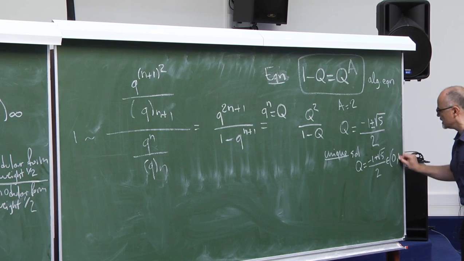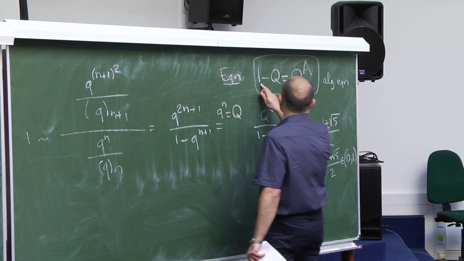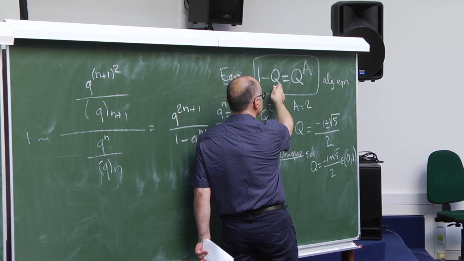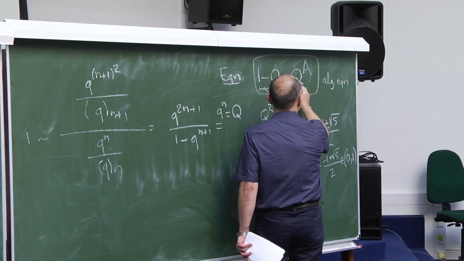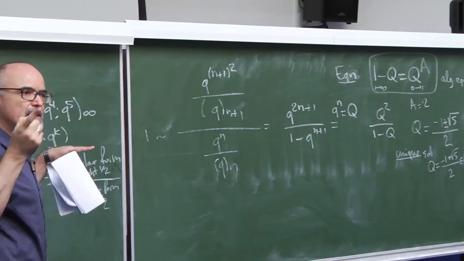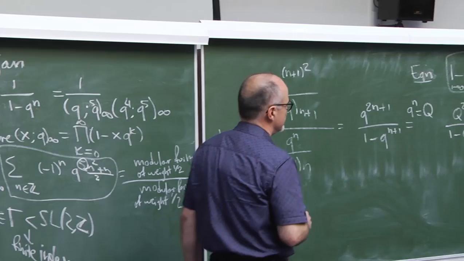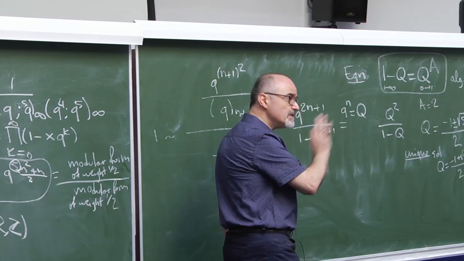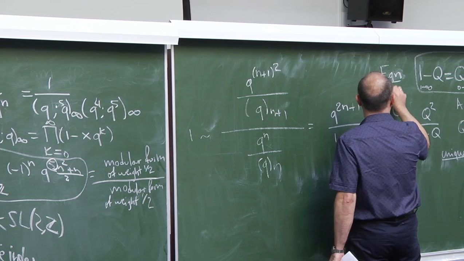Okay, and why is there a unique solution? Because when Q is equal to 0, the left-hand side is 1. When Q is equal to 1, left-hand side is 0, so left-hand side goes between 1 to 0, right-hand side goes between 0 and 1. They merge somewhere, intermediate value theorem, and only once, because after they merge, one goes up, one goes down, and there's a unique solution. That solution is the distinguished solution to Nahm's equation. So this is called Nahm's equation, and Nahm's equation has a distinguished solution.